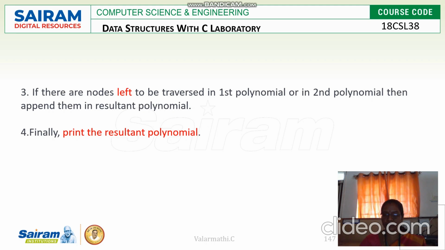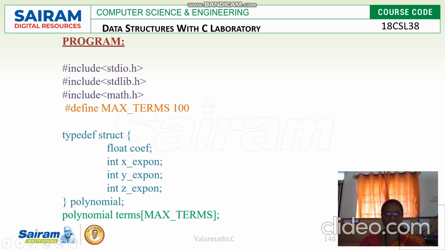Likewise, there are 4 important steps to be followed when adding polynomials. I hope you understand the concepts. Now we'll see the program. The first step is to include the header files. stdio.h, stdlib.h and math.h are the 3 important header files that have to be included.